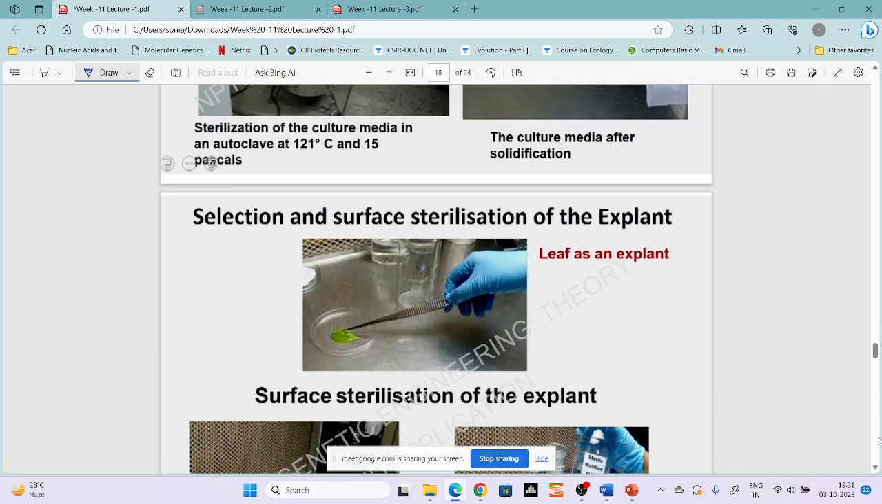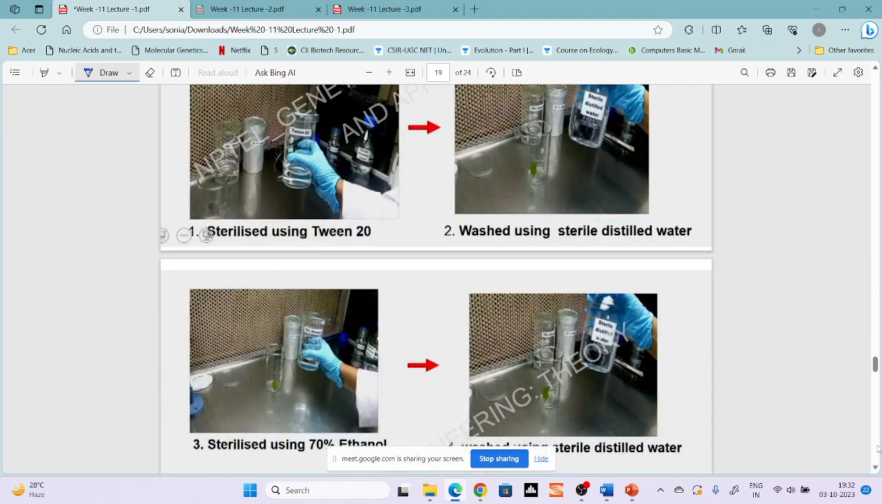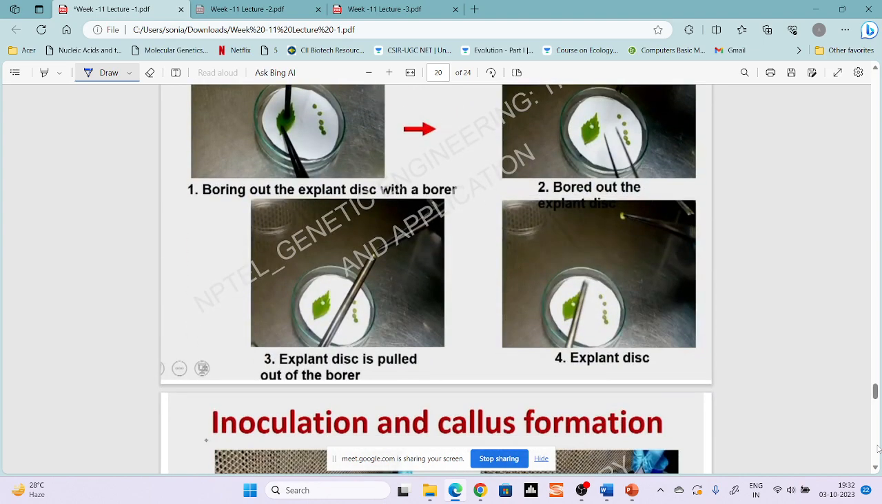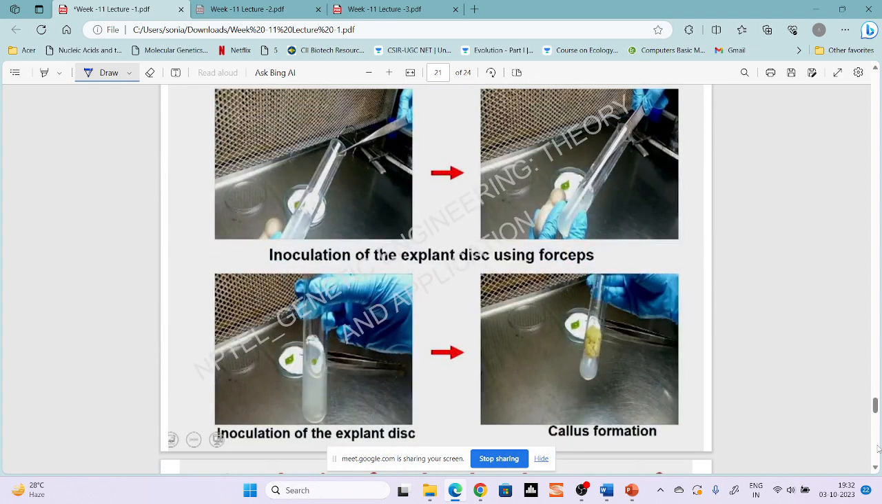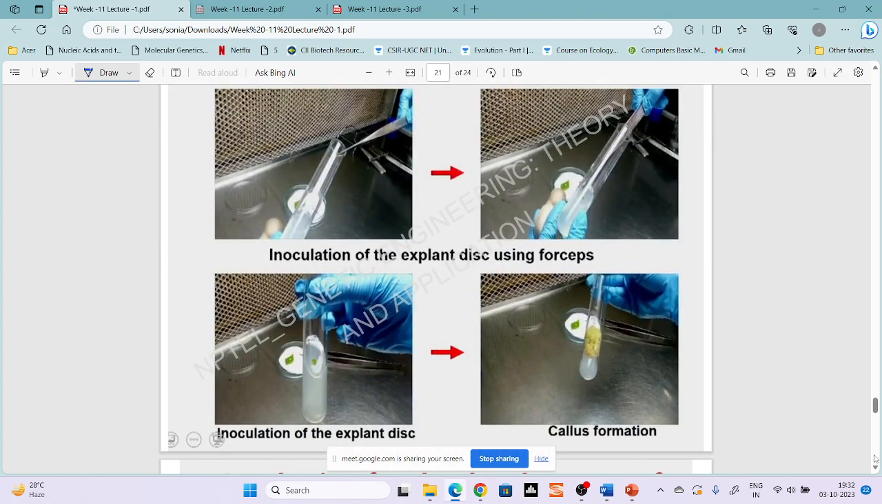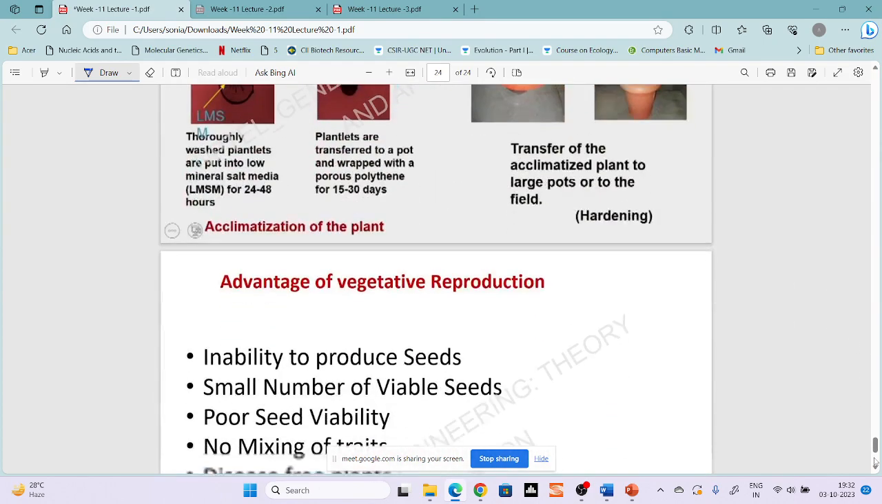And then, I think the next one was a very beautiful video also. So these are all the basic steps you just have to go through, nothing much to explain. You have to sterilize it and properly wash it. You can see these are the discs here, and then you inoculate. Here is the callus formation taking place. You just have to go through all these things.